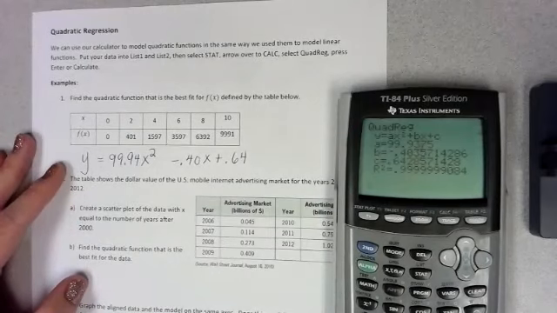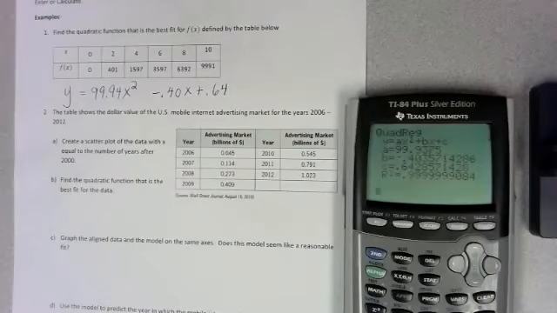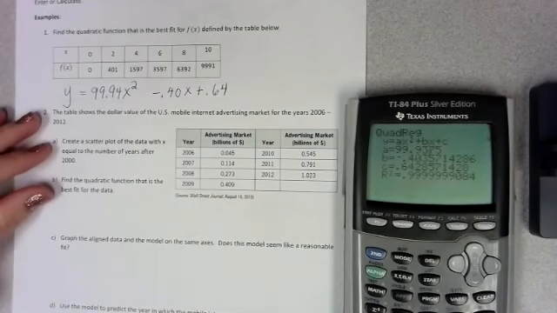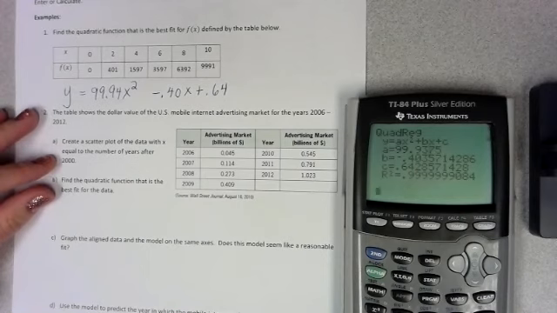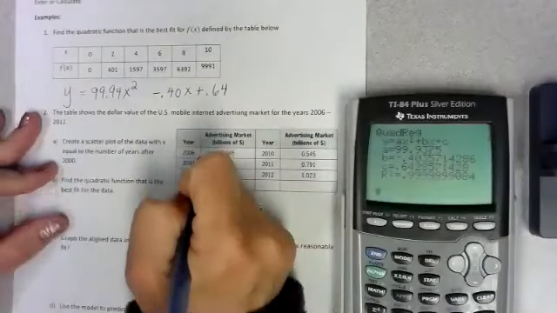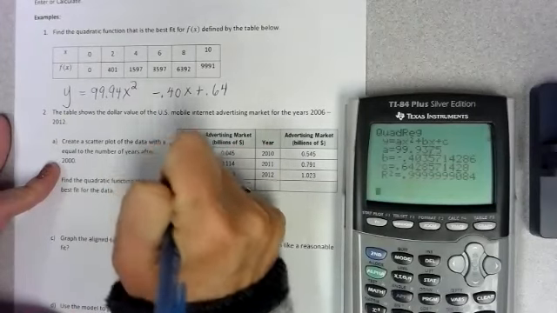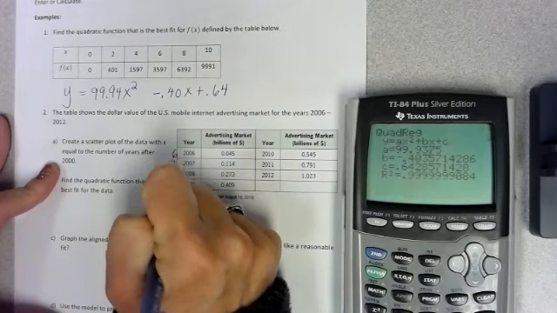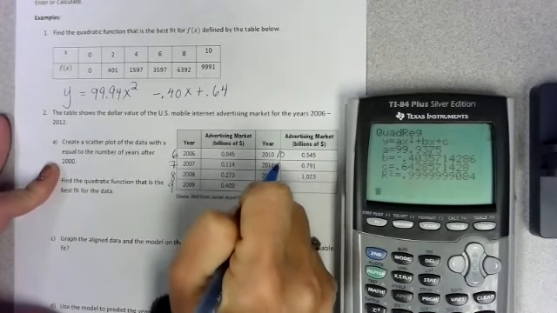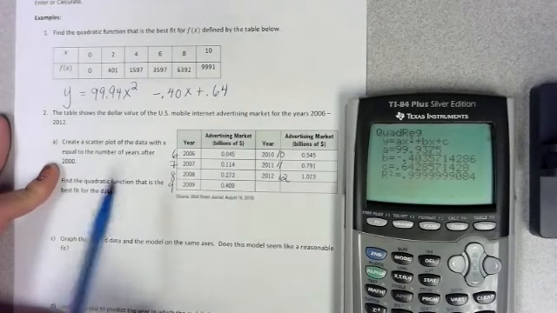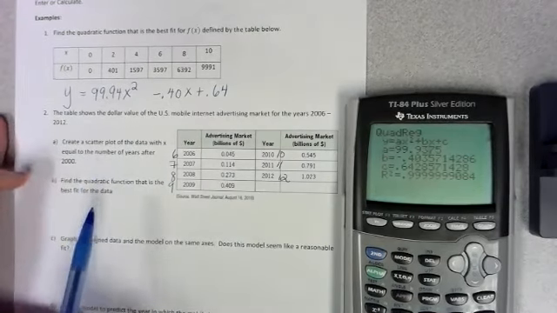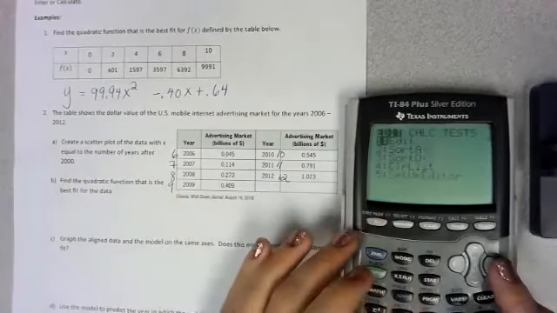Let's look at another one. If you look at the second example, we looked at wording just like this when we looked at linear regression. It says create a scatter plot of the data with x equal to the number of years after 2000. So what we're going to be entering for the list 1 or the x values is 6, 7, 8, 9, 10, 11, and 12. So we're going to go ahead and put this into our lists.